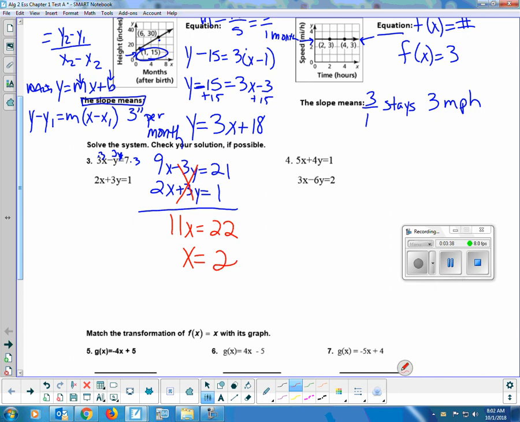Then I can go and plug into any one of these equations. I'll just take this: 2 times 2 plus 3y equals 1. I need to figure out what y is. I'll subtract 4. 3y equals negative 3. So y equals negative 1. And the solution is best written as an ordered pair.